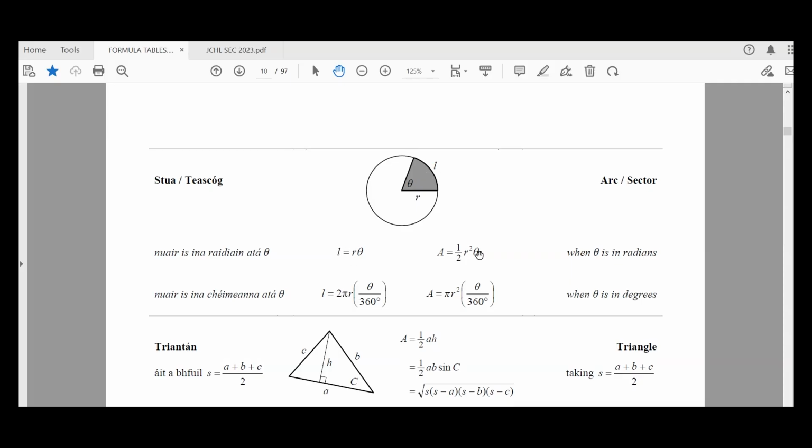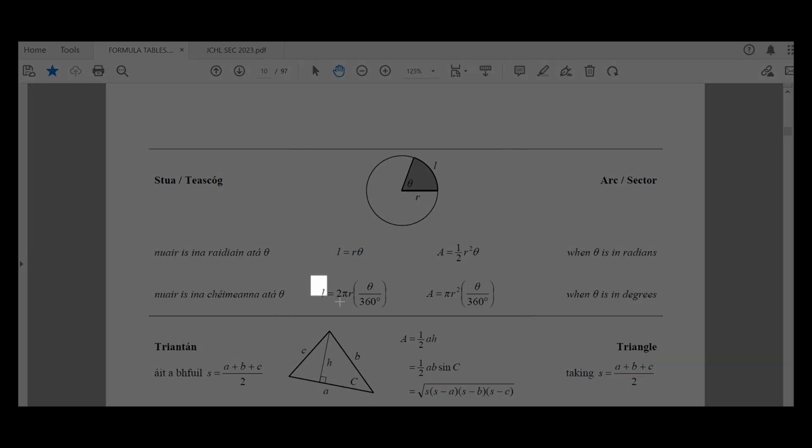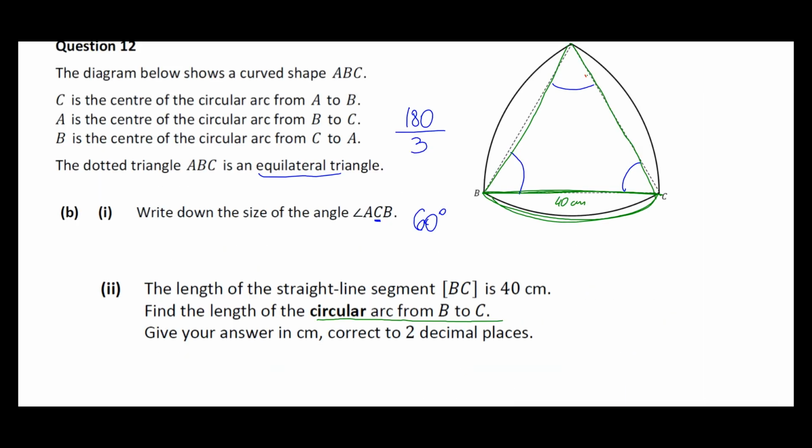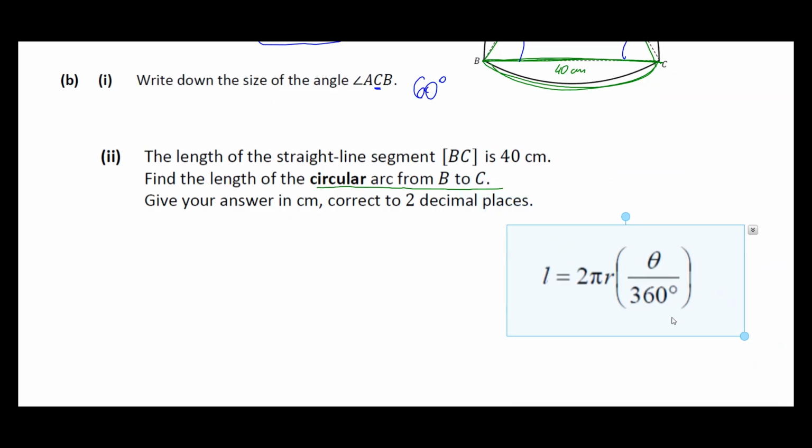Beside these formulas is written when theta, the angle inside, is given in radians. And then the second 2 formulas are saying when the angle given is in degrees. Now, our angle is in degrees because we know it's 60 degrees. So this is the formula we're going to use. So let's take that formula and let's see how we're going to use it, what that formula means.